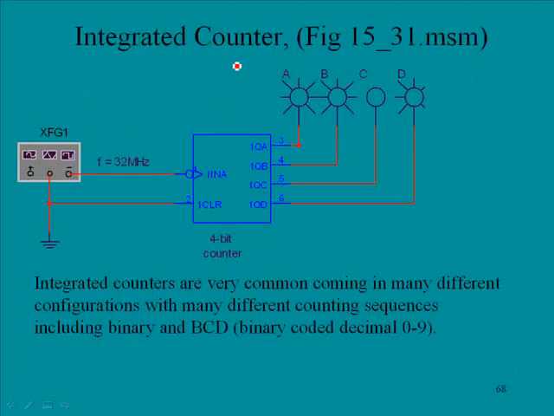Integrated counters are very commonly used, and they come in many different configurations and with many different counting sequences. They will include counting in binary as well as BCD. With a binary counter, the counting sequence would be 0, then 1, then 2, and this is the way it would display in binary. This is all well and good if you understand binary.